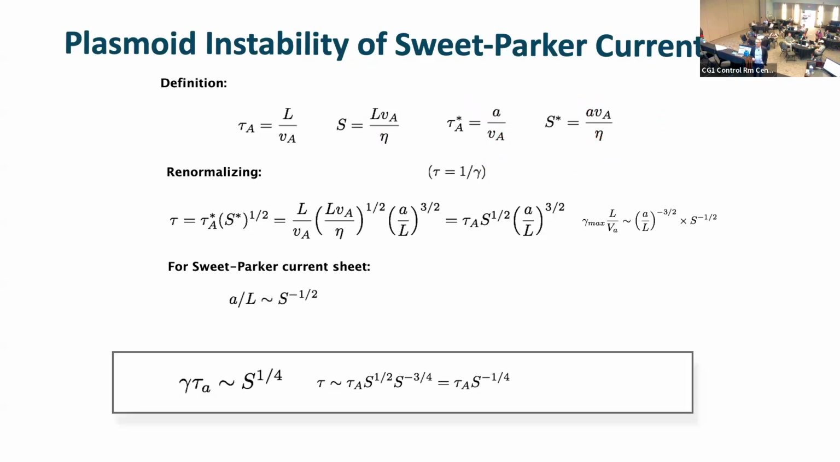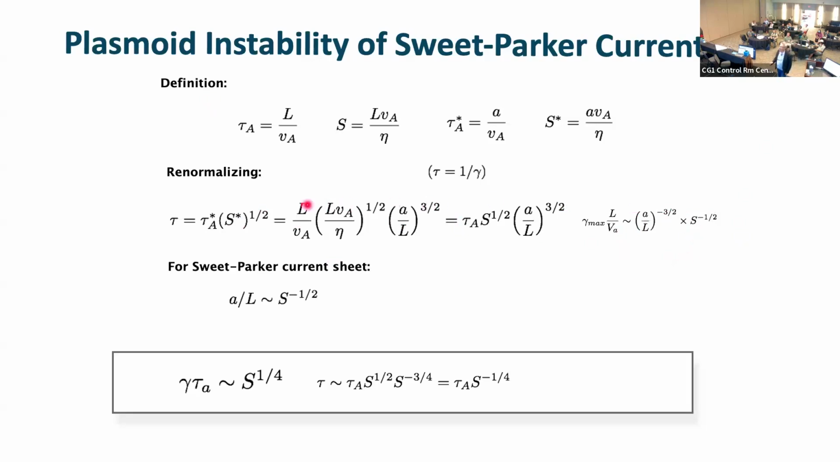Okay. How do we go from one to the other? Well, we have to renormalize by the factor A over L. So let's do that. So tau is tau A star, S star to the 1/2, L over VA, A over L, and you put all these things together, and what do you get? You get the fastest growing mode of the tearing mode, scales like S to the minus 1/2, this time it's the Sweet-Parker S, times the inverse aspect ratio, A over L, to the minus 3/2. That's the renormalization from A to L, okay?